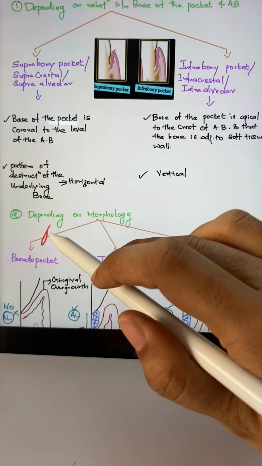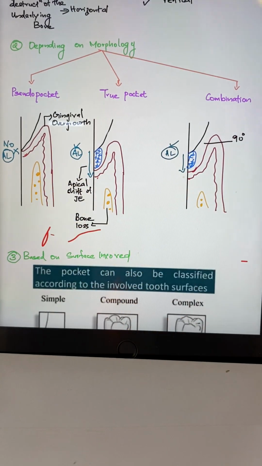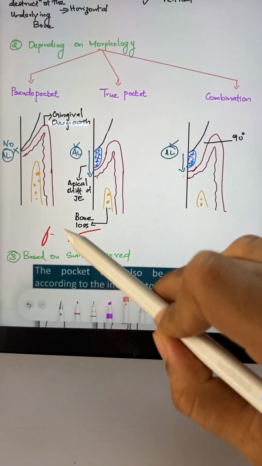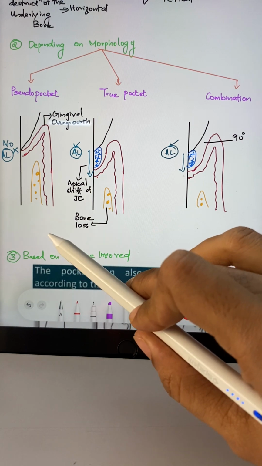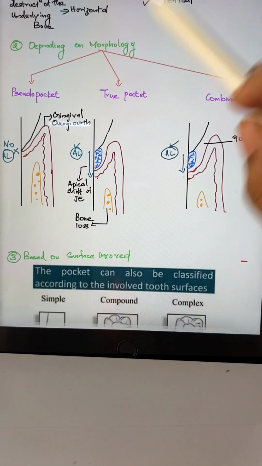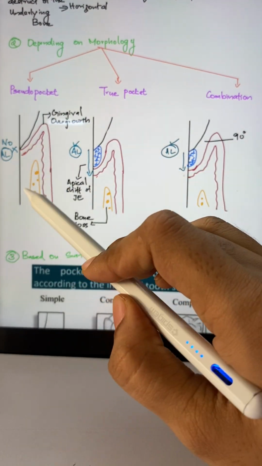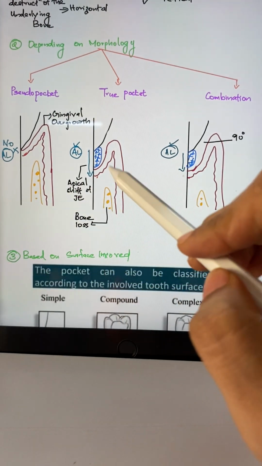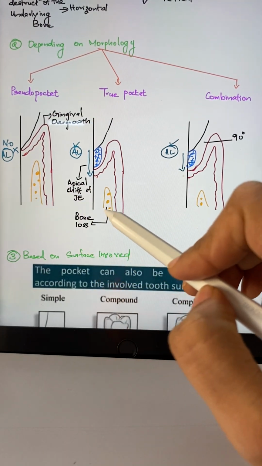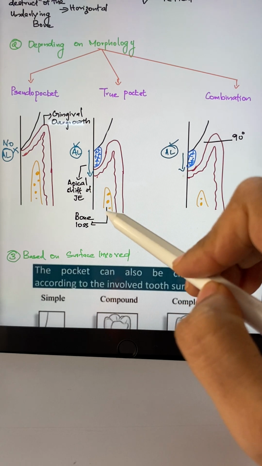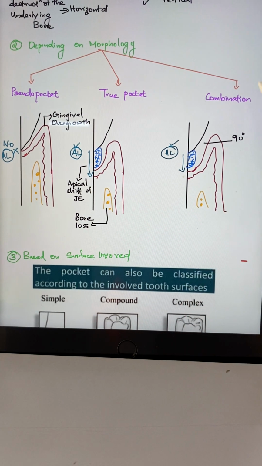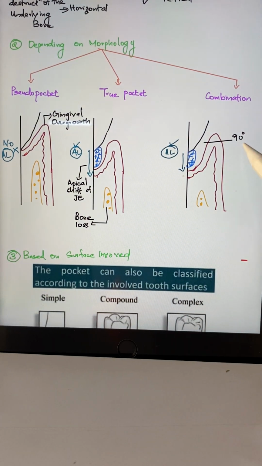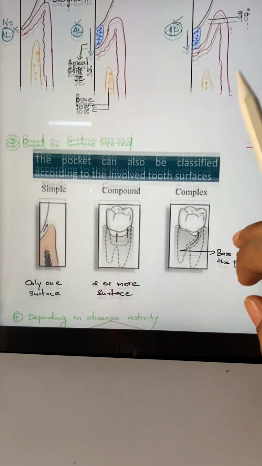See, this is the actual bone. Usually this is the normal bone, but in the case of pocket, the bone is like this. So this much bone loss has happened. In the combination case, we can see both gingival overgrowth and attachment loss. So this is the classification based on the morphology.